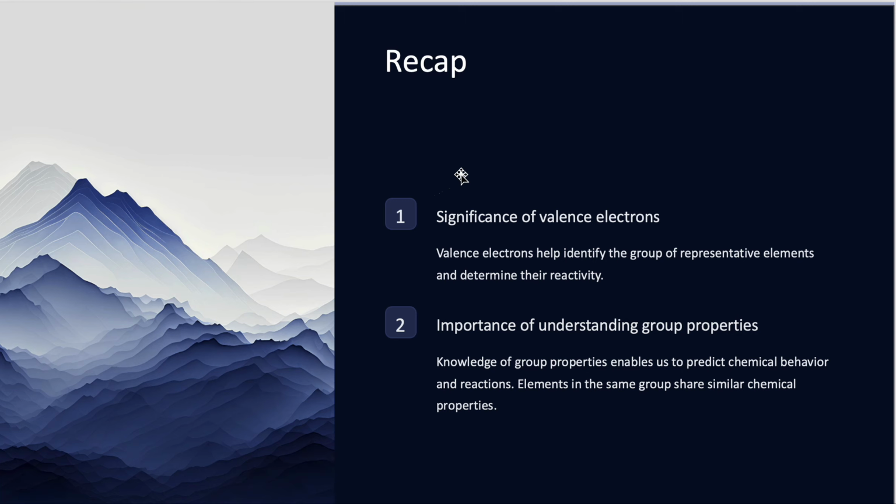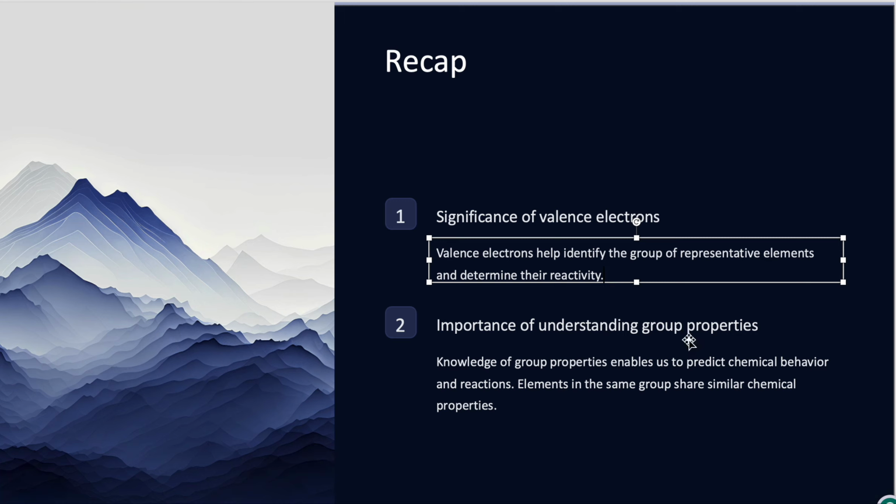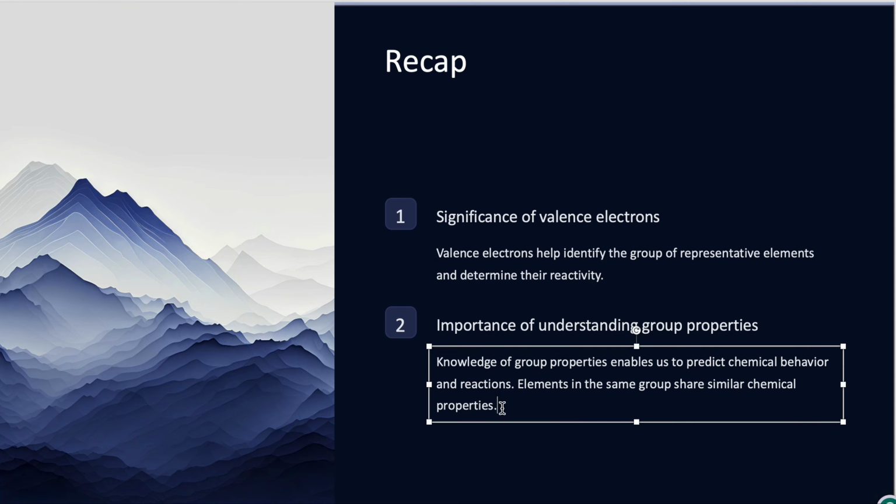To recap at this moment, you just need to understand that the valence electrons, or the electrons in the outermost shell, are very important for the chemical reactivity of the substances, and for the representative elements, they determine the group number. One valence electron is group number one, two valence electrons, group number two, and so on. Also, in the same group, because of these valence electrons, the elements share similar chemical properties. They're not exactly the same, but for example, group number one elements are very reactive. They don't have the same reactivity because it also varies down the group, but they share some similar properties.